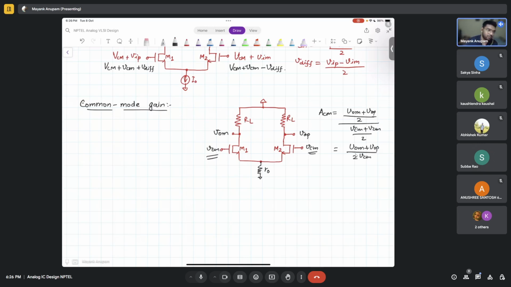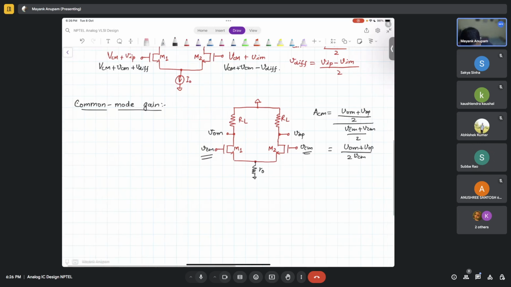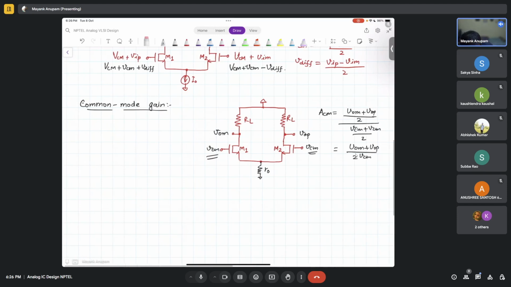But now let me ask you something. You know that these M1 and M2, both these transistors, are identical, right? Also this RL and RL are both identical. You have applied the same signal at the input, VCM and VCM. So what do you think should happen at VOM and VOP? Should they be identical or should they be different? What should happen?